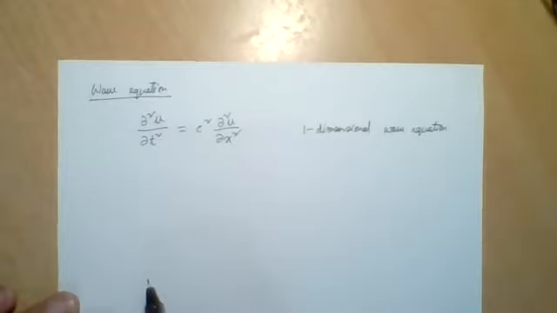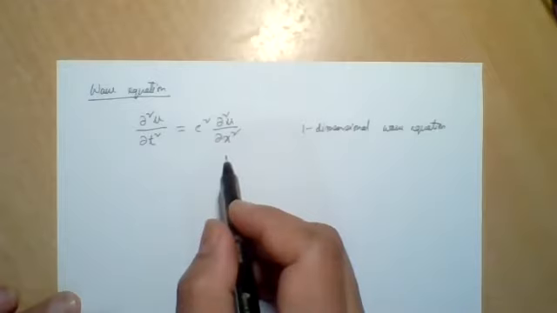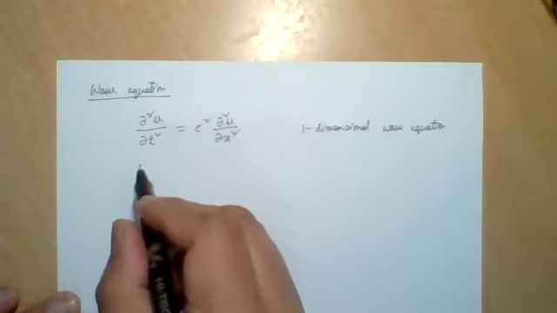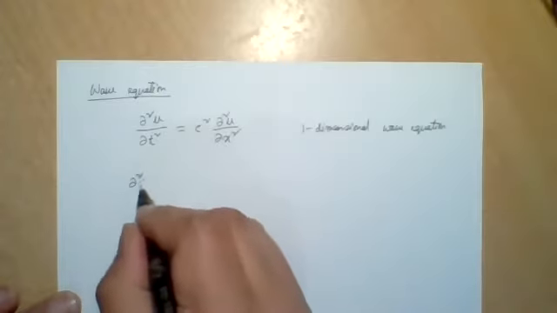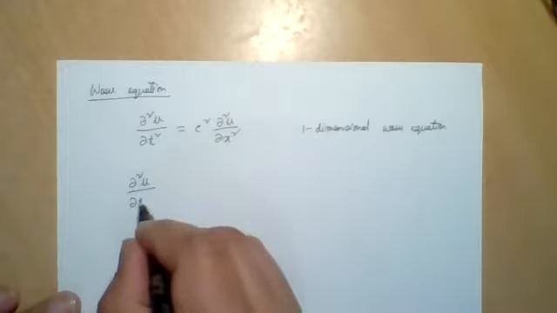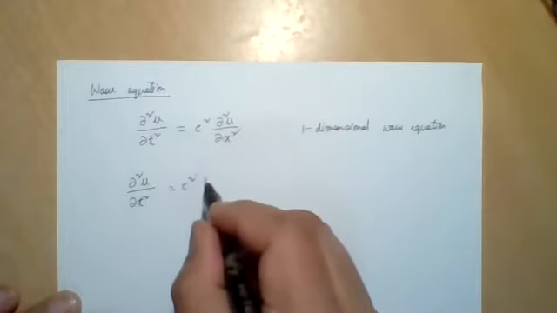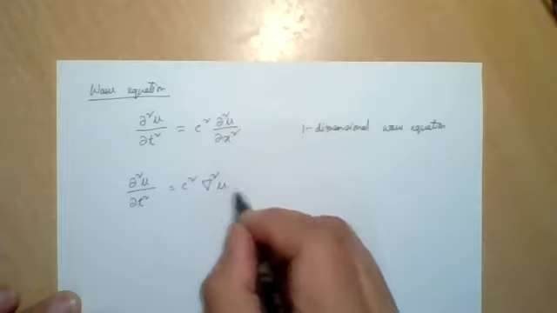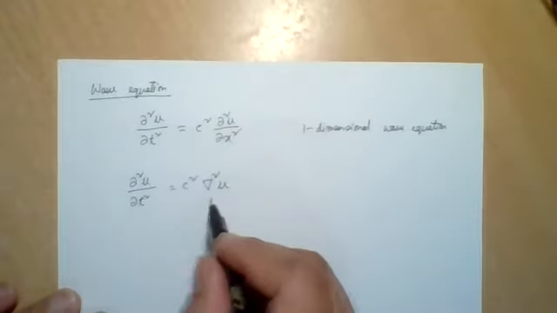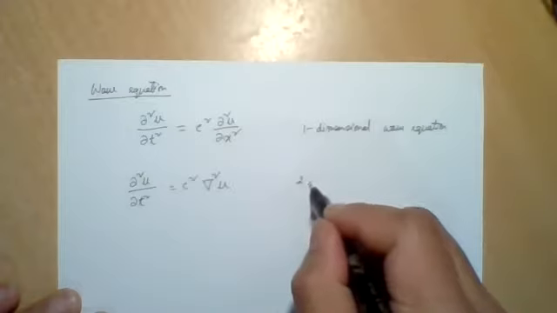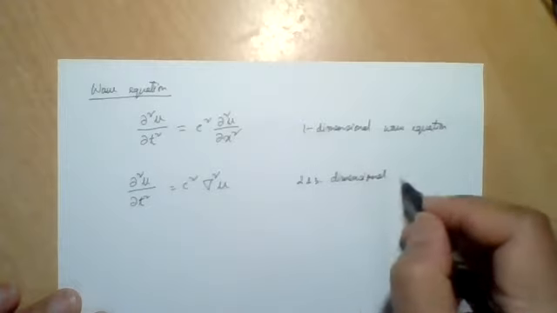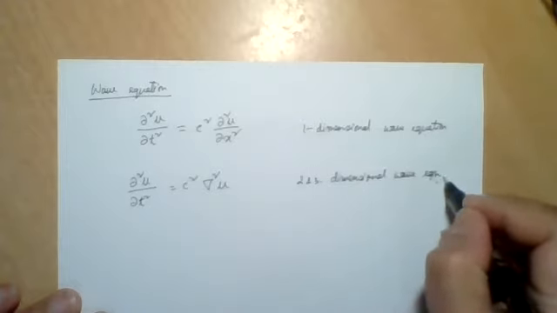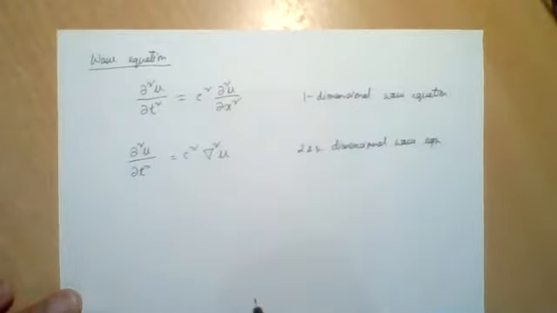When we have more than one dimension, maybe 2 dimensions or 3 dimensions, there is a small change in the right-hand side. The left-hand side remains unchanged. So in 2 and 3 dimensions, the wave equation is written in this form: ∂²u/∂t² = c² Laplacian of u. This is the 2 and 3 dimensional wave equation.